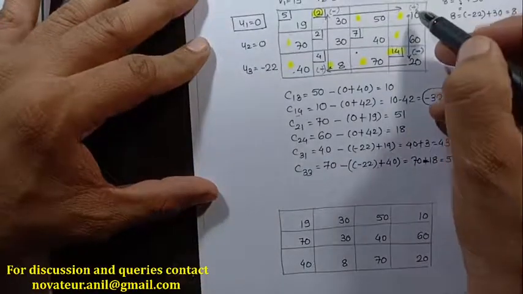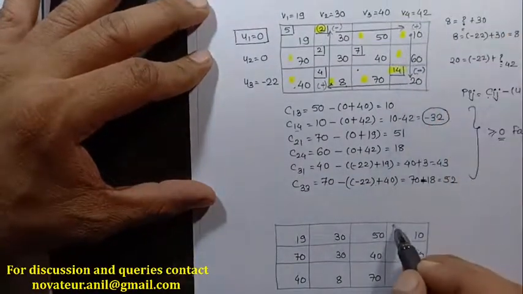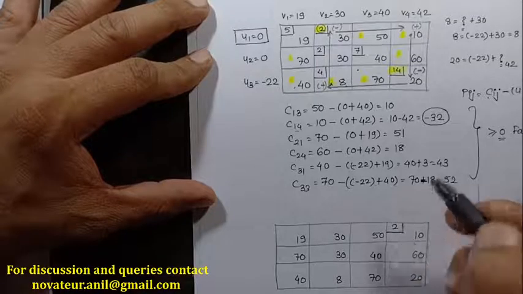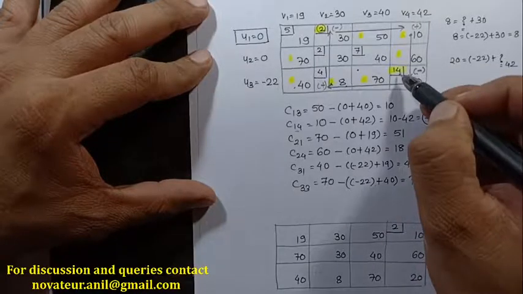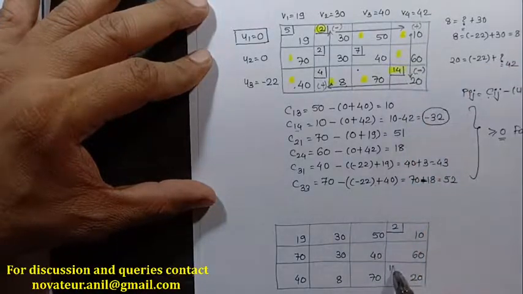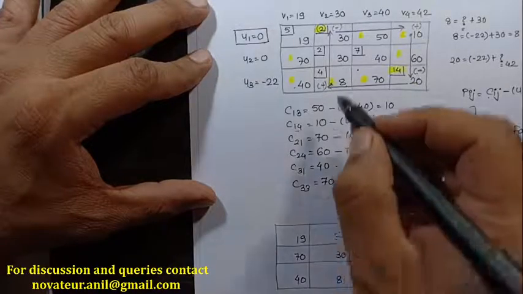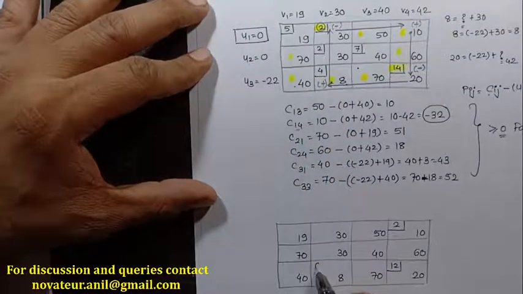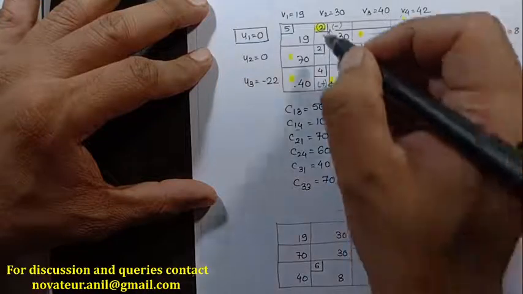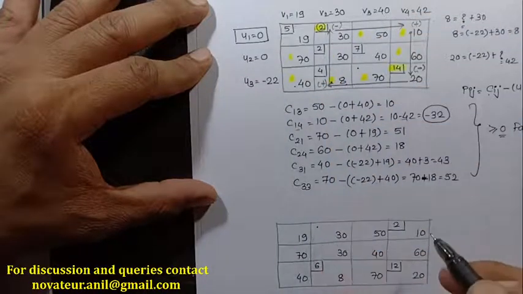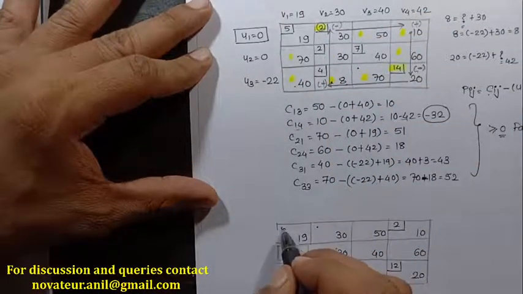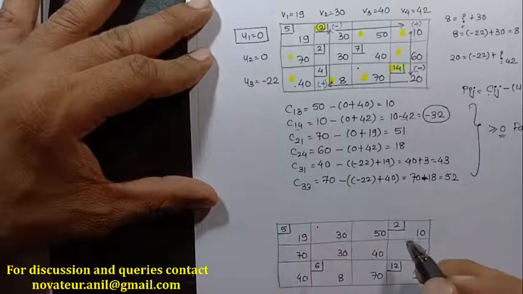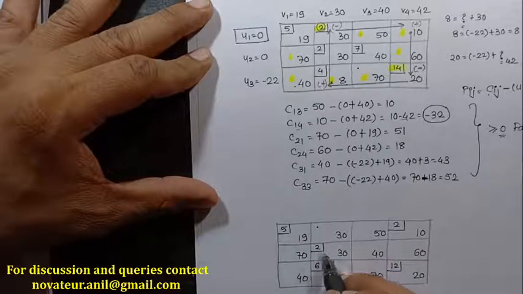So this is minus 32, that cell we need to occupy. This is a positive sign, so I'm going to add 2 here. This is negative, so I'm going to subtract, that is it becomes 12. Here that is a positive sign, so I'm going to add, that becomes 6, and here it is 2 minus 2, it becomes 0. The rest of the cells will remain the same with occupied values as they are.